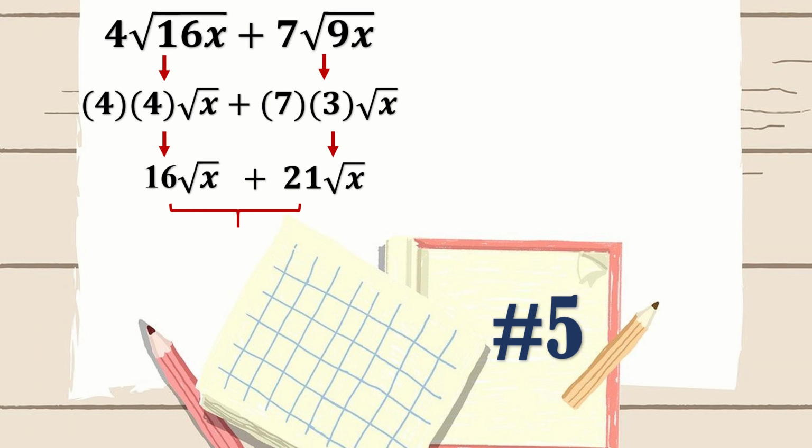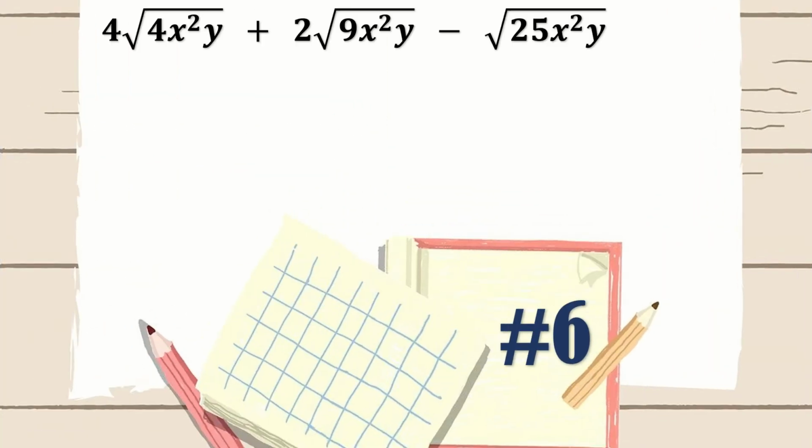7 times 3 will be 21 square root of x. Since they have the same radicand, which is x, we can combine them. 16 plus 21, that will be 37. Copy their common radicand, which is square root of x. The final answer will be 37 square root of x.